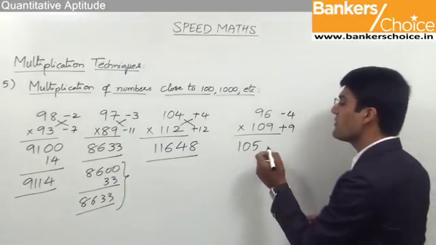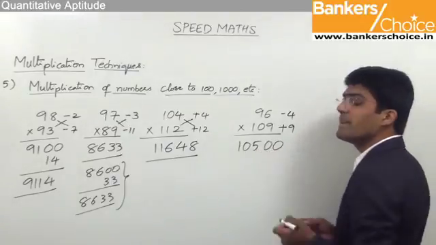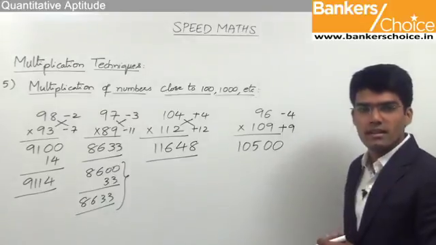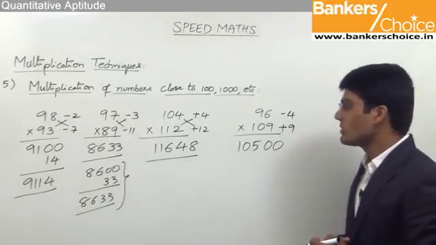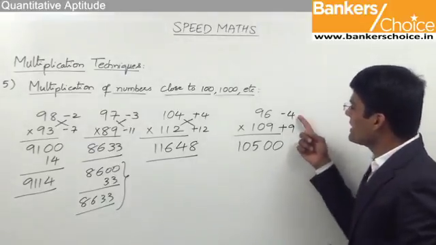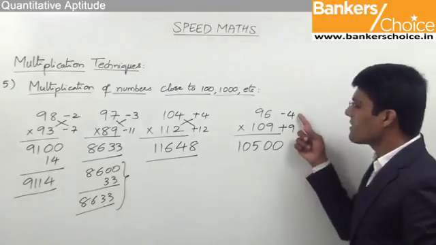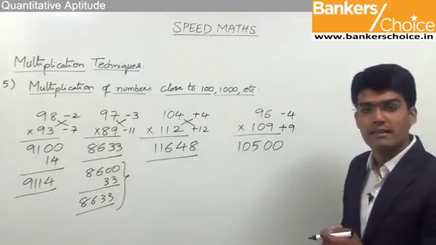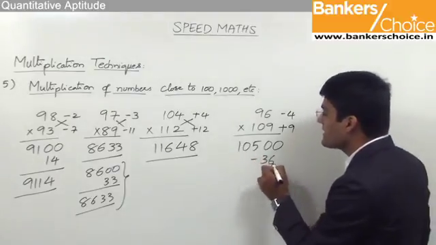Remember, this is 10500. As the base is 100, we have two places left out. Those should be taken as 00. The next step here is multiplication of these two numbers. That is -4 into +9. As I've already mentioned, the sign also has to be considered. So -4 into +9 is -36. So what we get here is -36.